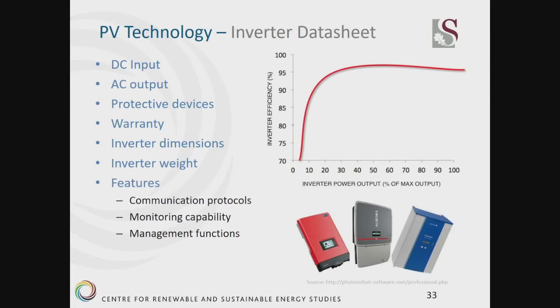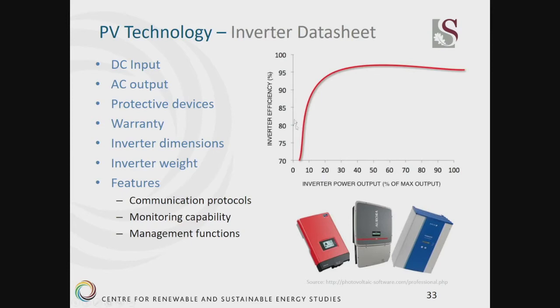So comparing inverters, we must make sure that we compare apples with apples, and there we can look at the DC input, the AC output, and the protective devices that are included in the inverter. Make sure that you have a good look at this, because there are some devices required by regulations. Some inverters come with those devices and some will not. The warranty, the dimensions of the inverter, and the inverter weight. And then some inverters will have extra features like certain communication protocols, monitoring capability, and other management functions.